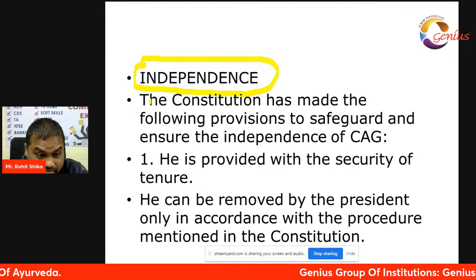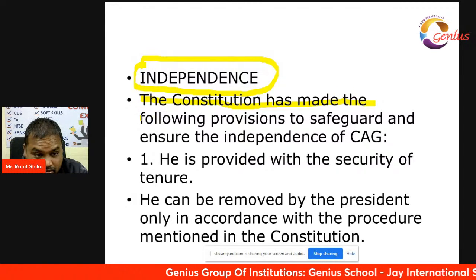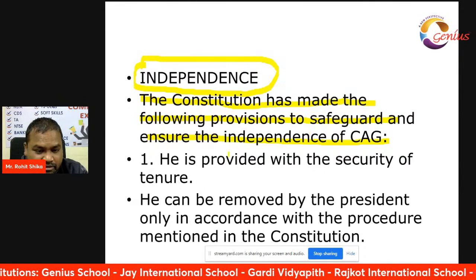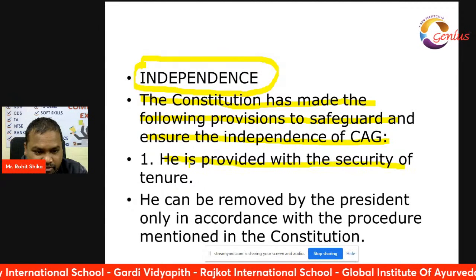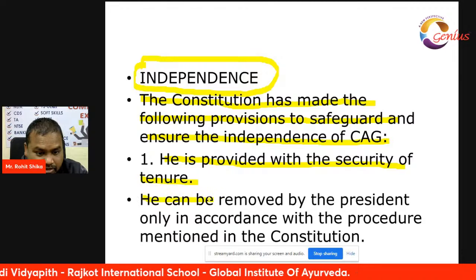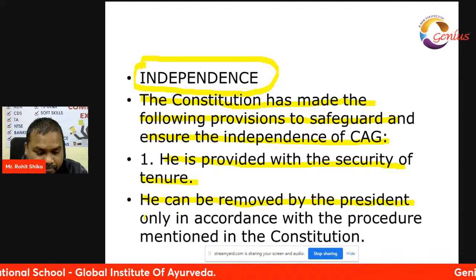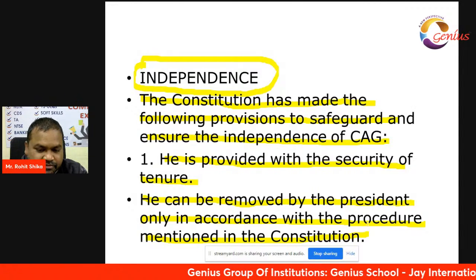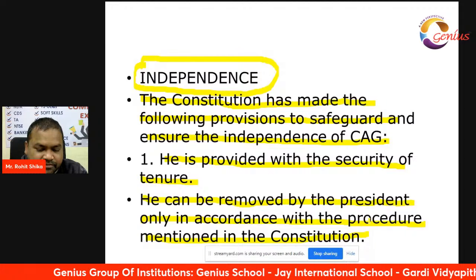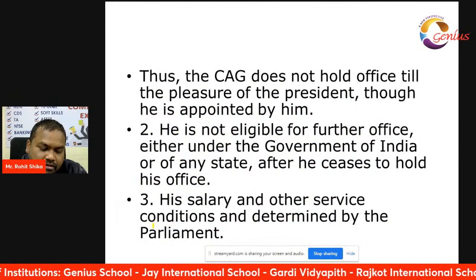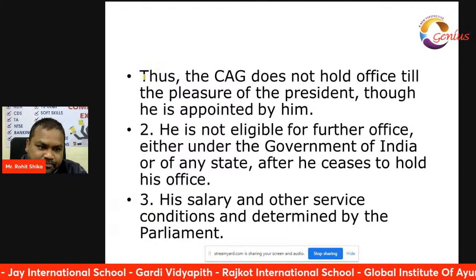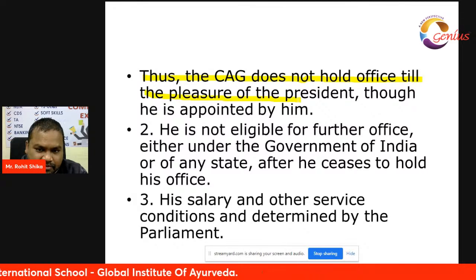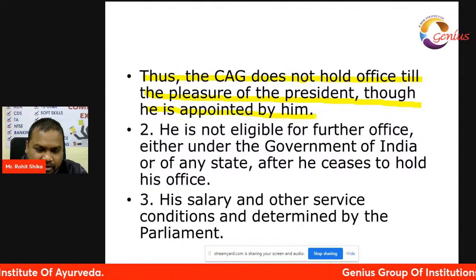Independence. The Constitution has made the following provisions to safeguard and ensure the independence of the Comptroller and Auditor General. He is provided with security of tenure. He can be removed by the President only in accordance with the procedure mentioned in the Constitution. Thus, the Comptroller and Auditor General does not hold office at the pleasure of the President, though he is appointed by him.